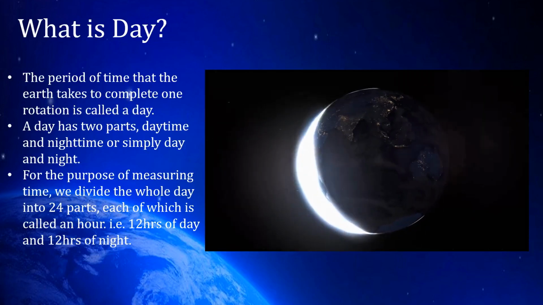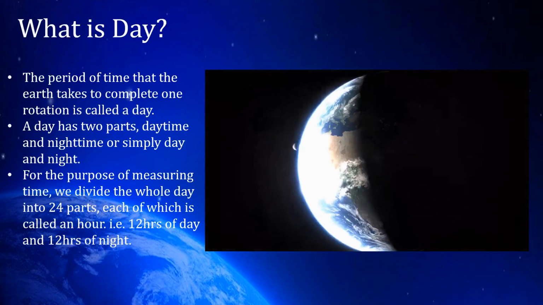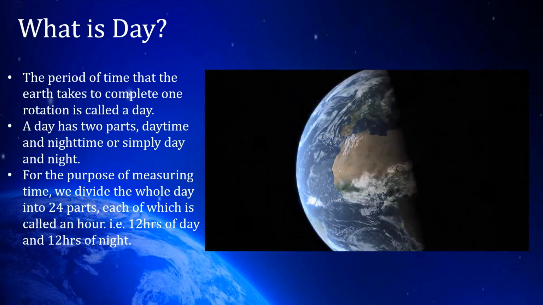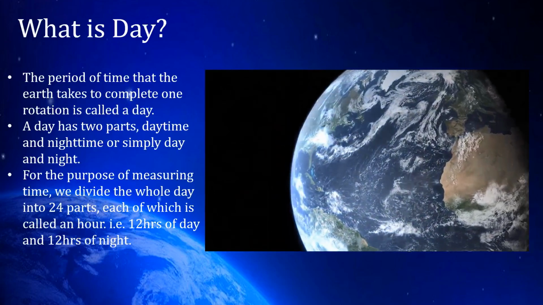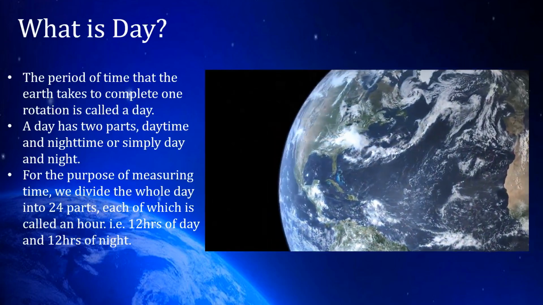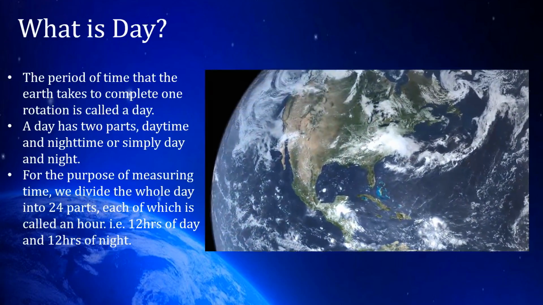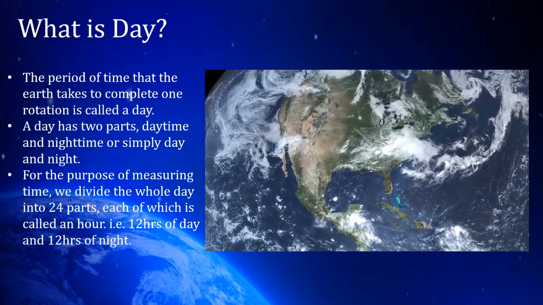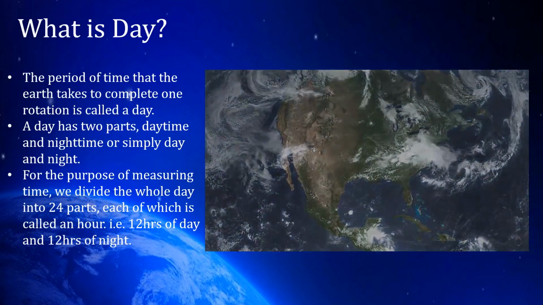So children, again I repeat, the period of time that the earth takes to complete one rotation is called a day. And a day has two parts, daytime and nighttime. Okay. This was about the day.